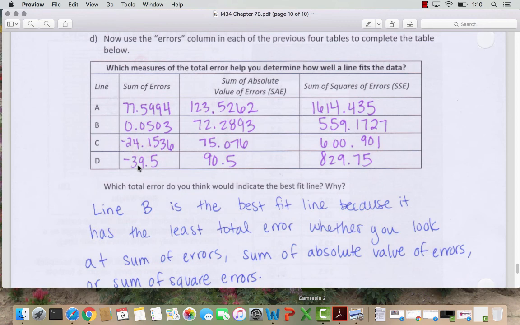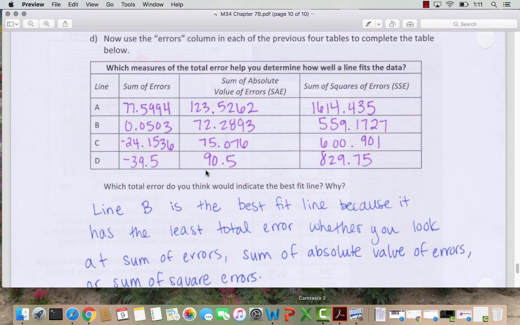Then we want to think about, well, what's the sum of the absolute value? Because we know the sum of the errors, we've got some cancellation going on there. So the absolute value, we convert all of the errors to positive values. That's what absolute value tells us to do. And then we sum them up. So these are larger values because we don't have the positives and negatives canceling each other out.